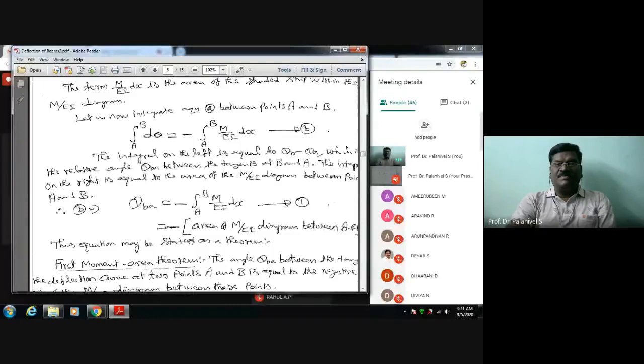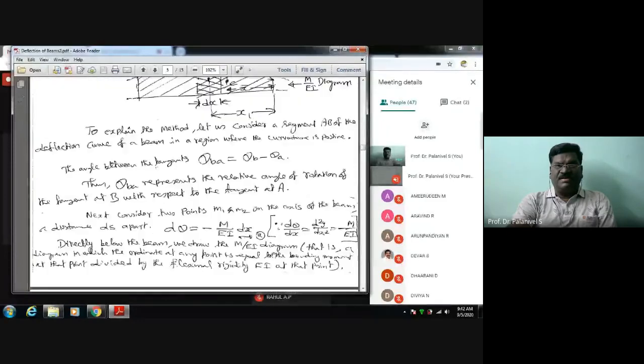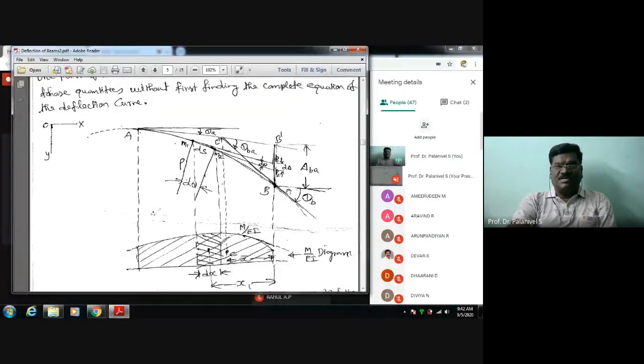So this equation may be stated as a theorem, as I told you in the last class. It is called the first moment area theorem. The angle theta B between the tangents to the deflection curve at two points A and B is equal to the negative of the area of the M by EI diagram between those points. What it means is that the relative angle of rotation between the tangent at B and the tangent at A is equal to the area of the M by EI diagram between these two points. That's what the first moment area theorem states.